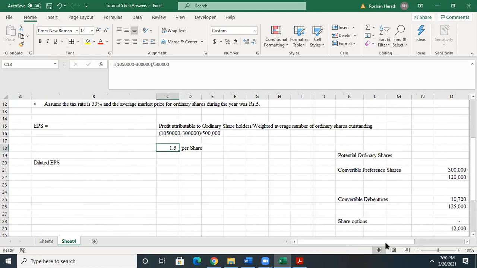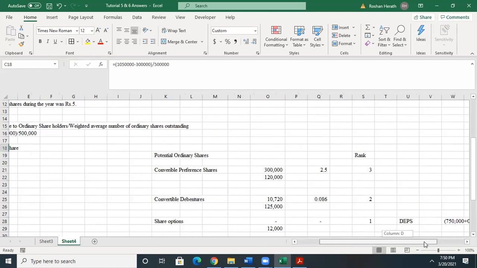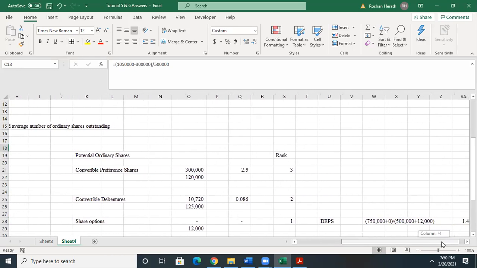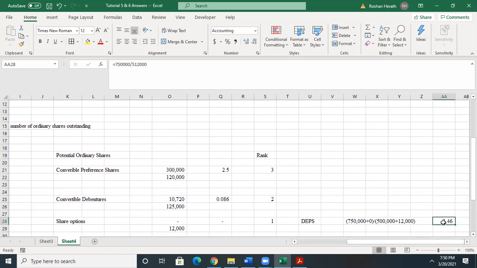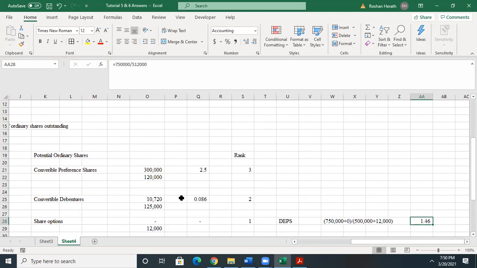Once you adjust this share options impact, you can see that there is a dilution. Aduvimak vela thiyenone EPS. Oh, it can make a dilution. So therefore, the share options is dilutive. In fact, that is the most dilutive potential ordinary share.